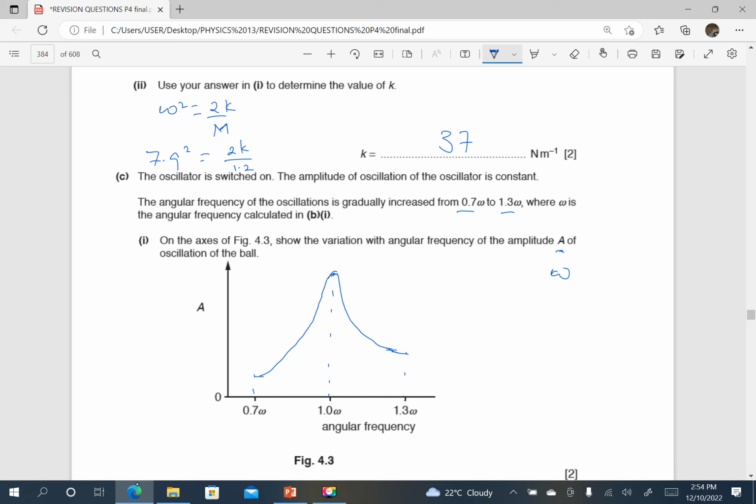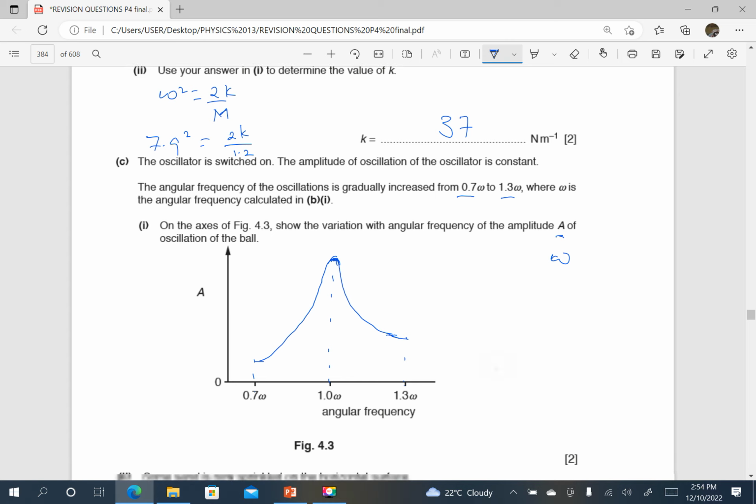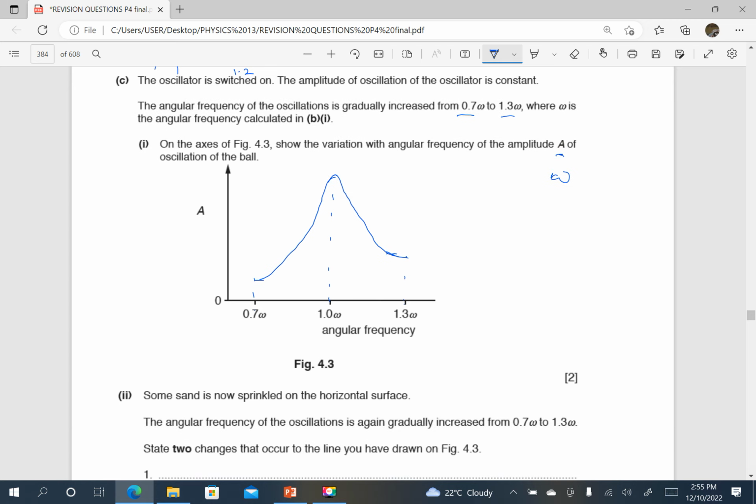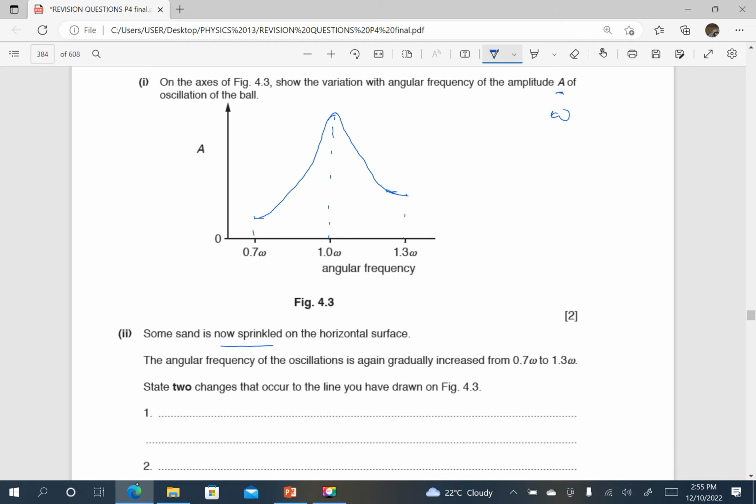The amplitude is going to be maximum at 1.0 omega. So the peak is going to be at 1.0 omega. Some sand is now sprinkled on the surface. The angular frequency of the oscillations is again gradually increased from 0.7 omega to 1.3 omega.